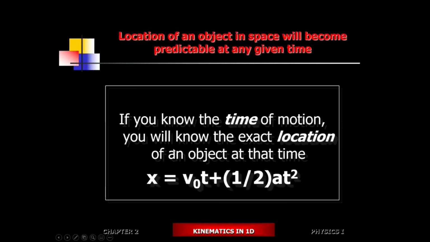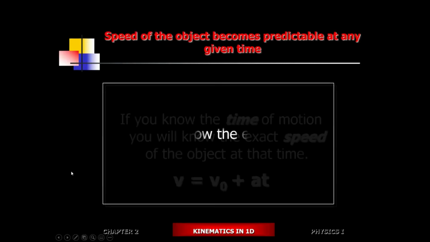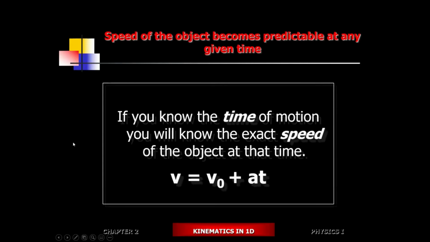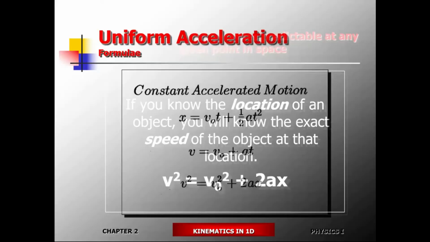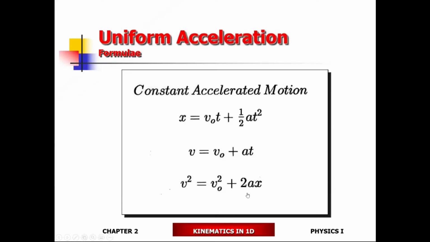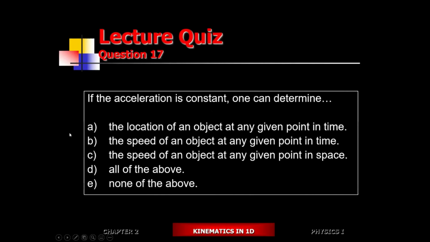So we got three formulas. First formula is going to locate the object for you at a given point in time. Second formula is going to tell you how fast it's moving at that time. The third formula is going to tell you how fast it's moving at that location. All right, so three formulas that we will get to use, and for now we will only use the pluses. Okay, pick out the best answer.